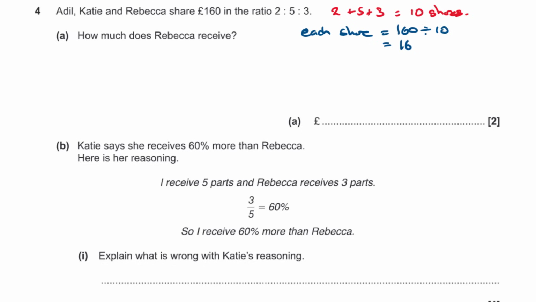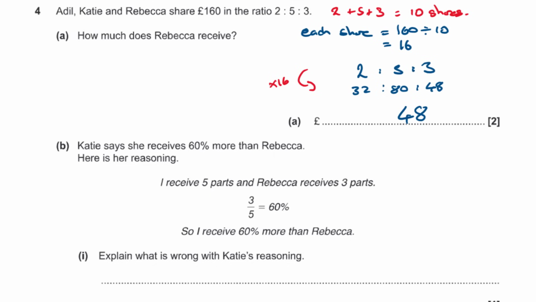Then we've got the ratio of 2 to 5 to 3 to start with, so scaling that up by a factor of 16 means that Adil is going to get £32. Katie, sorry, is going to get £80. And Rebecca is going to get 3 lots of 16, which is 48. Now I've done a bit more work than I need to do here, but it's good practice to double check your 3 amounts actually add up to what you started with, and 32 and 80 and 48 does add up to 160. So I'm feeling pretty confident that I've got my answer right. So £48 for Rebecca.